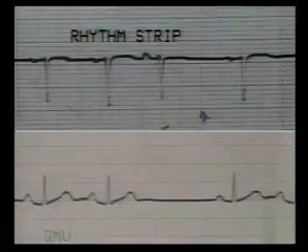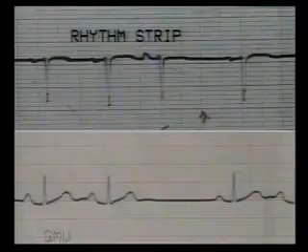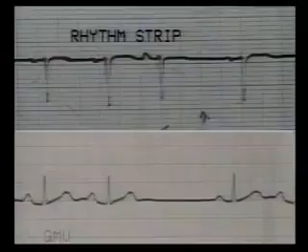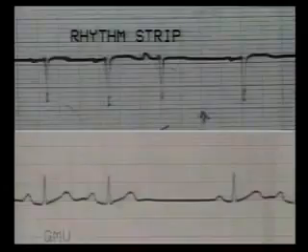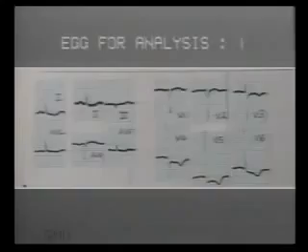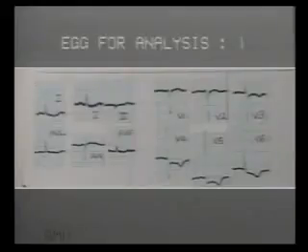If there are pauses, decide whether it is a premature beat with compensatory pause or sinus pause with escape beat or non-conducted atrial premature beat or second degree heart block. For every arrhythmia, you must locate the origin of the impulse and then conduction defects if any. Now let us study a few ECGs on this basis.